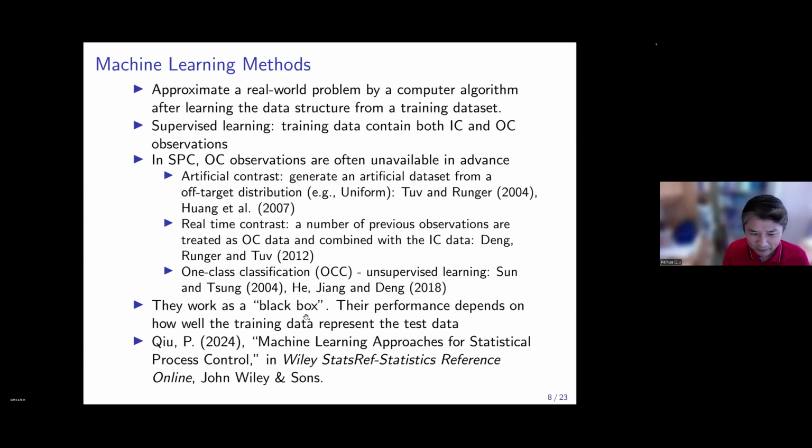But all those machine learning approaches work as a black box, because their performance depends on, for example, how well the training data represent the test data, how large the training data is, how the decision rules are constructed, and so on and so forth. We don't know when they will perform well and when they will not. So they are black boxes. In case you are interested in machine learning approaches, a couple of months ago I wrote a small article for this online journal.